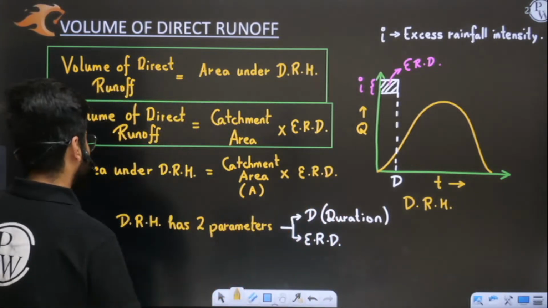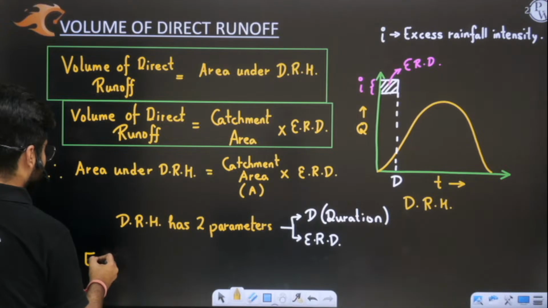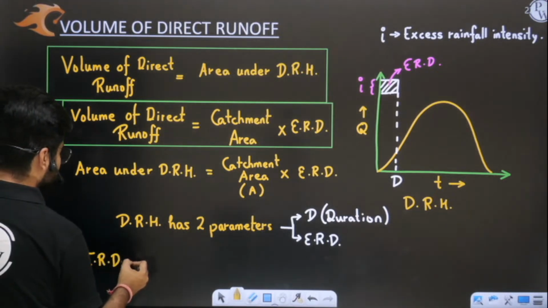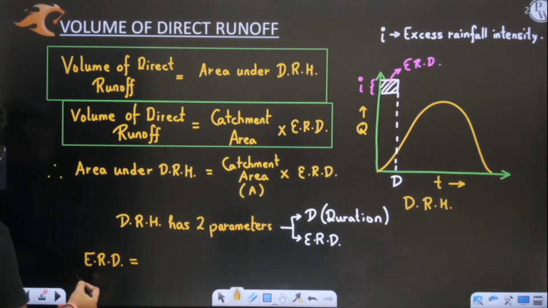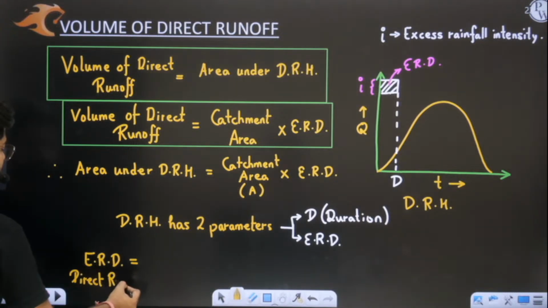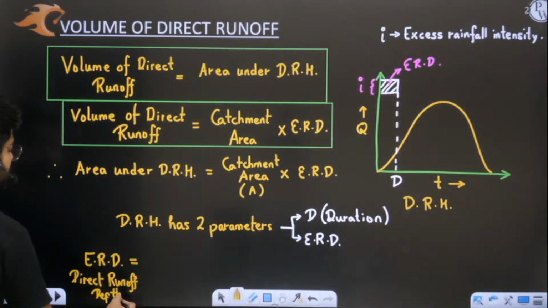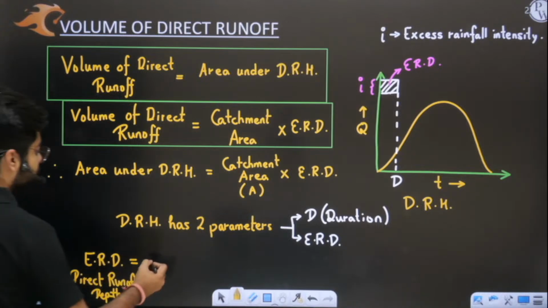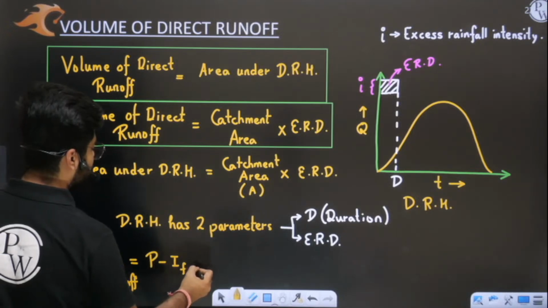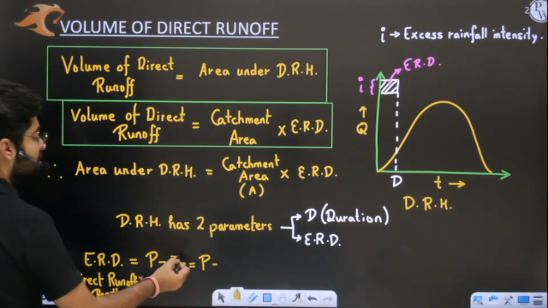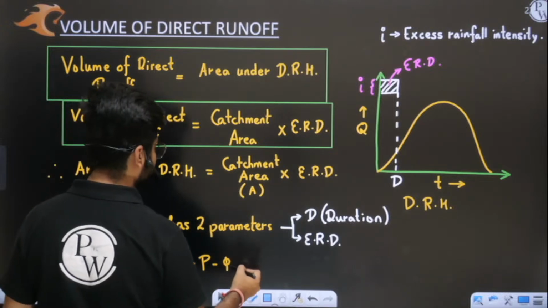And this effective rainfall can be evaluated by, tell me how I can evaluate effective rainfall depth. Effective rainfall depth simply means runoff. It simply means direct runoff depth, or effective rainfall depth, or excess rainfall depth. This is your excess rainfall. So it will be equal to total precipitation minus infiltration. Or you can write it like this: P minus phi t.